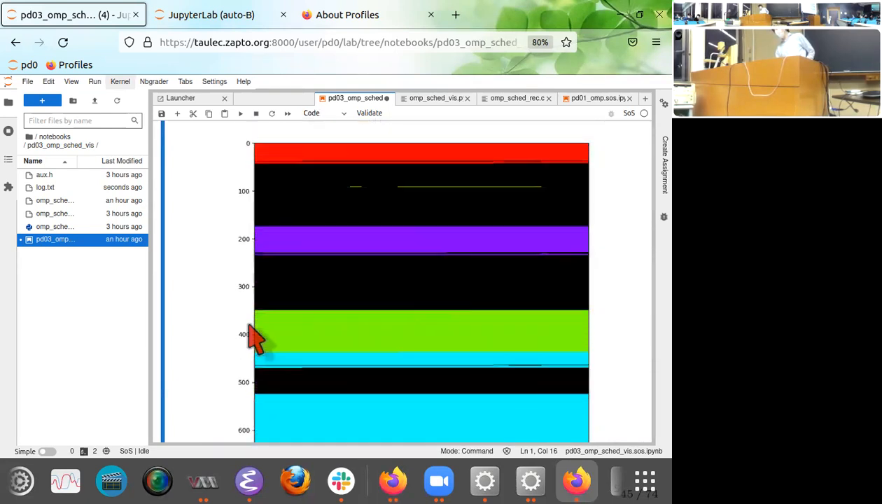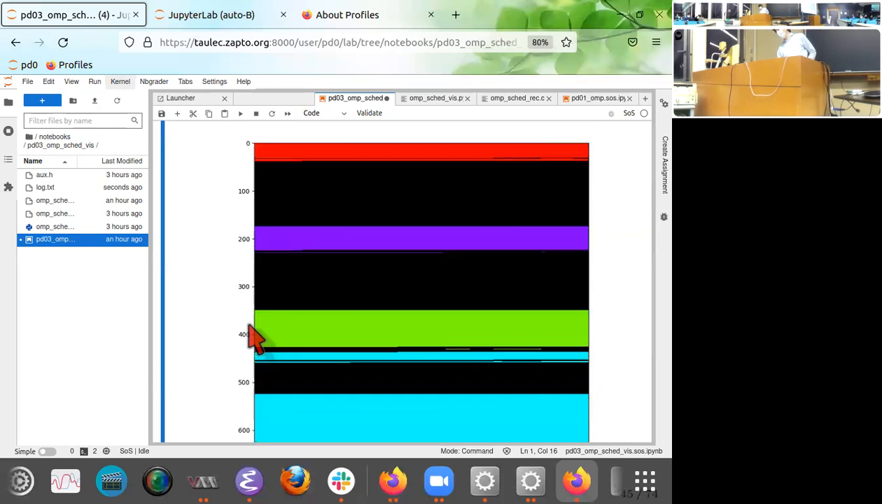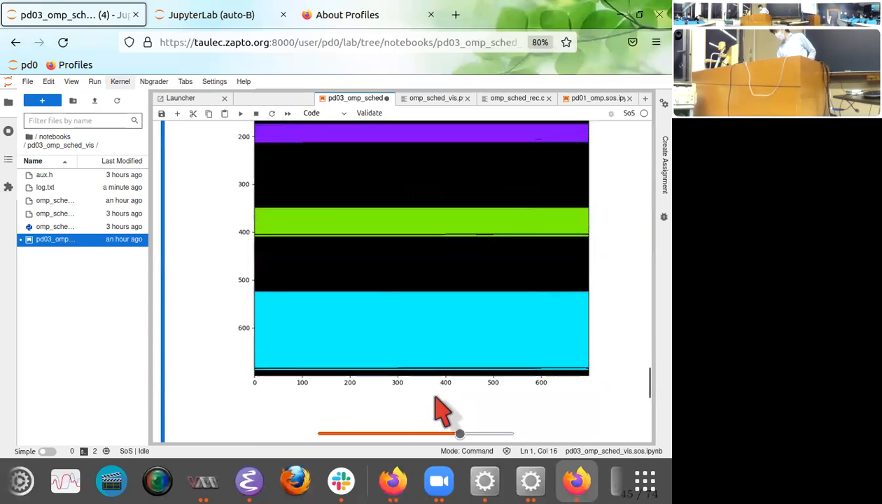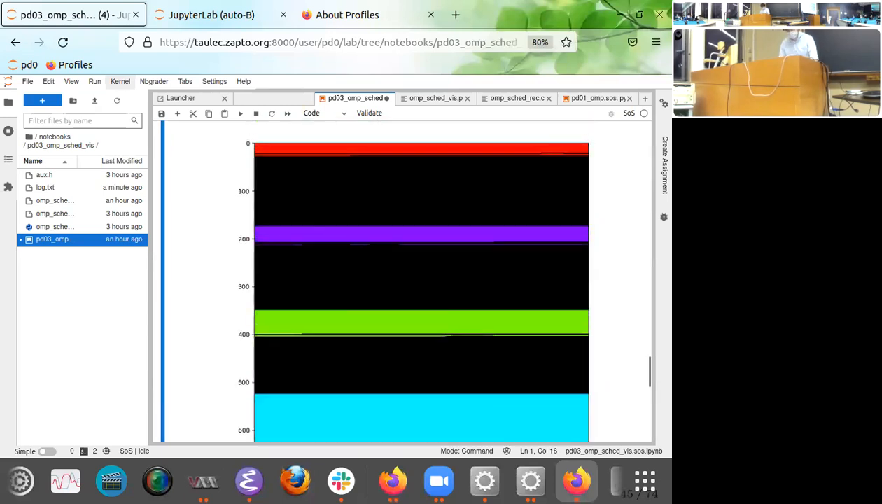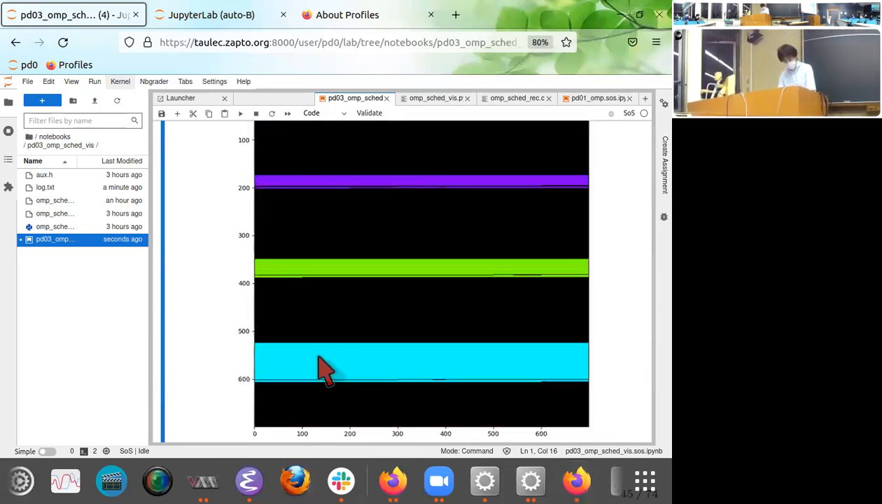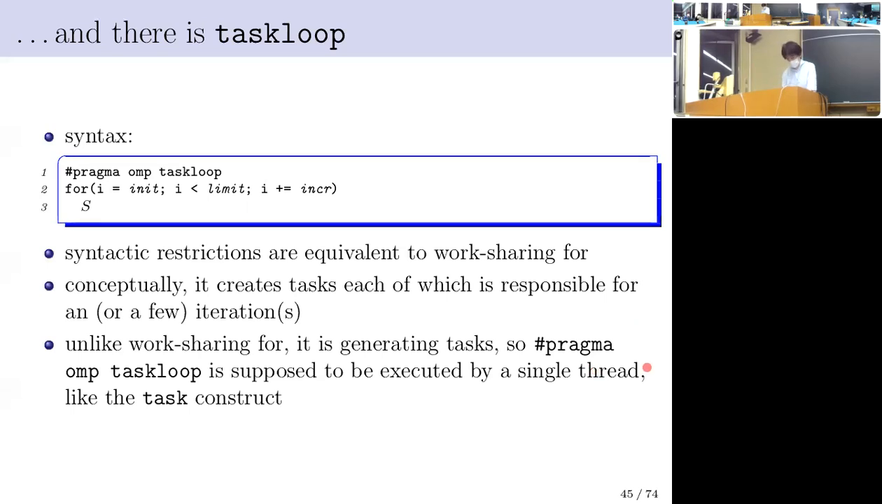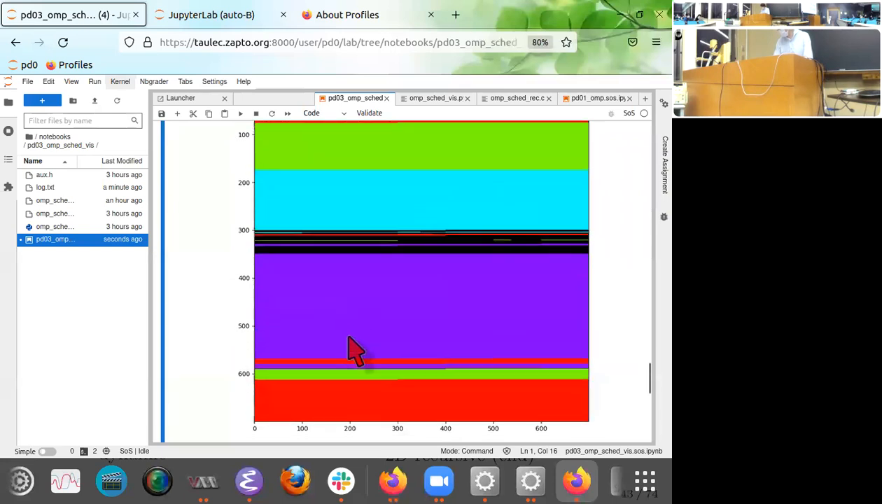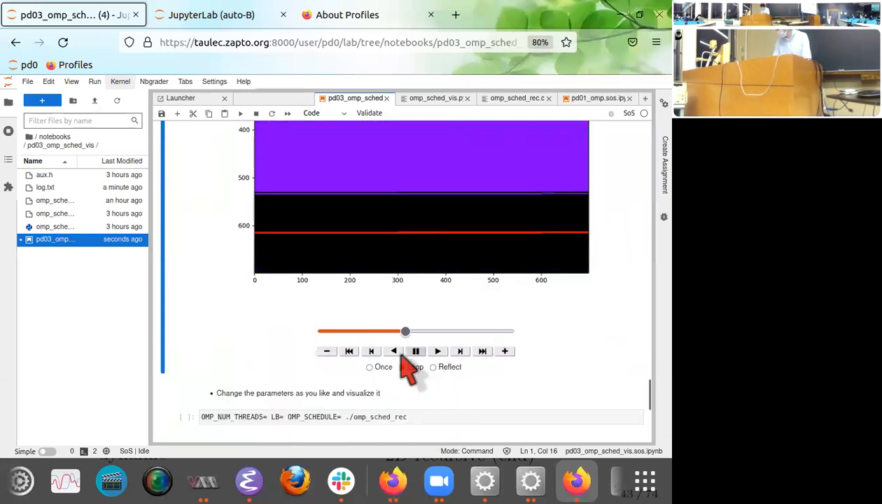Well, actually, I don't know how they are actually executing this taskloop, but again, it's sort of dynamic, but it's not as bad as the dynamic for loop I have shown several times. You generally do not want to have a scheduling strategy like this. So maybe you can play with this yourself.